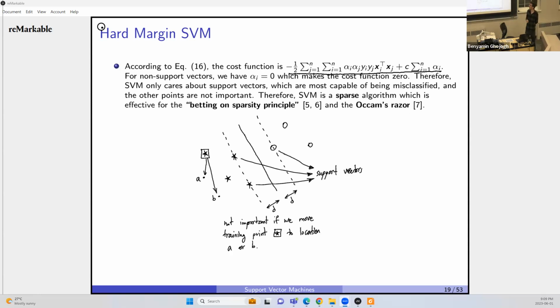Again, recall the two things about sparsity. The betting on the sparsity principle by Hastie and Tibshirani says that if I have two algorithms, the sparse version usually works better. And Occam's razor says the simpler explanation for a phenomenon is the better explanation in philosophy and logic. According to these, SVM works well. Sparse. Interesting.